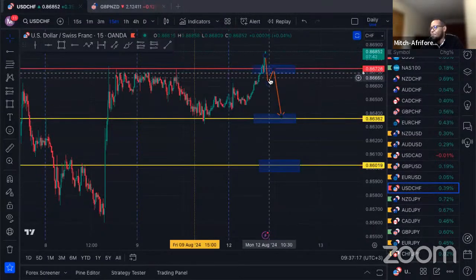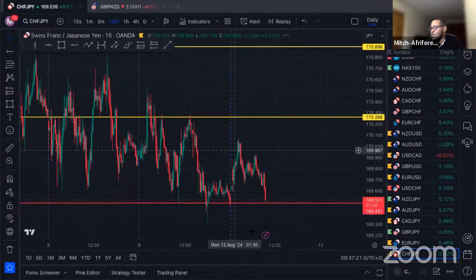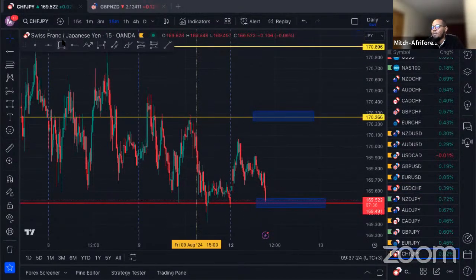Let's wait to see if the price is actually going to come back in and hold below for us to look for those selling opportunities. So something similar could be happening here as well on the Swiss franc against the yen. It's definitely the Swiss franc attempting to show a bit of weakness actually.